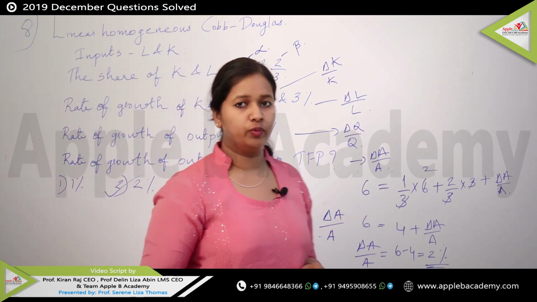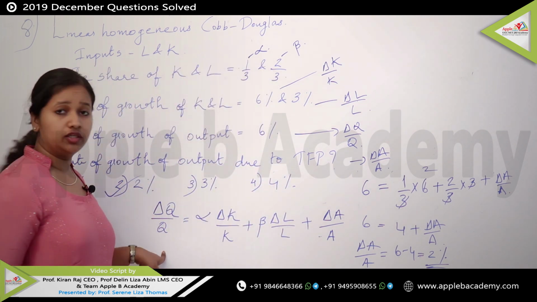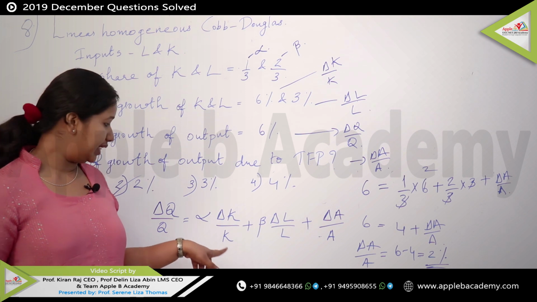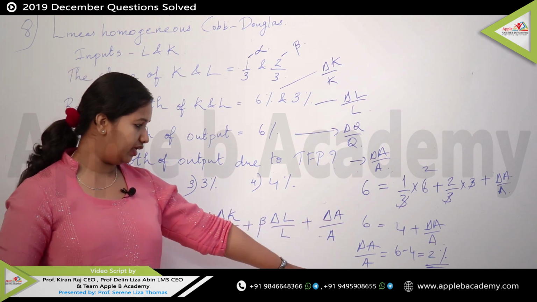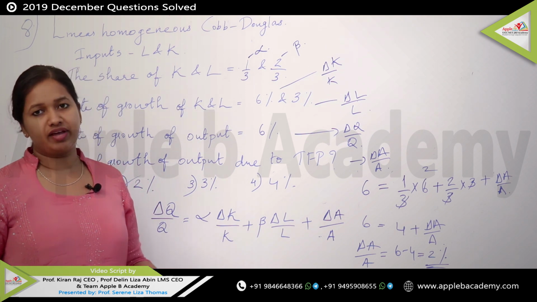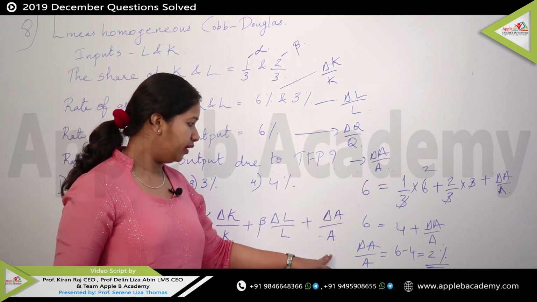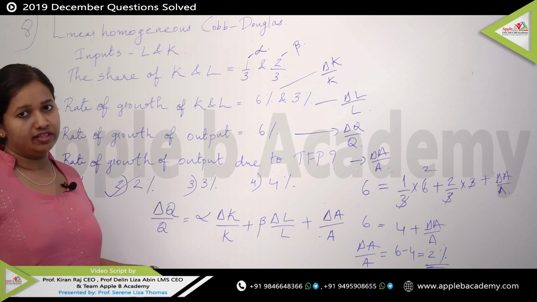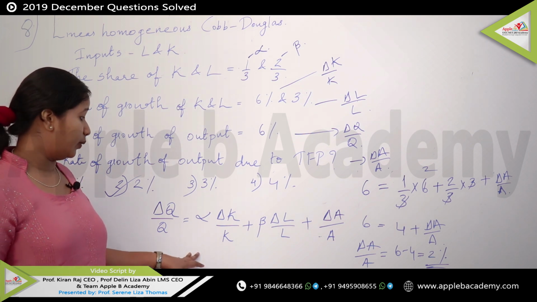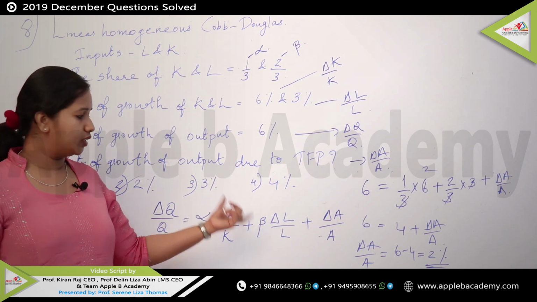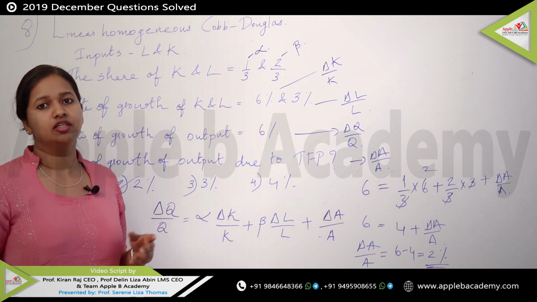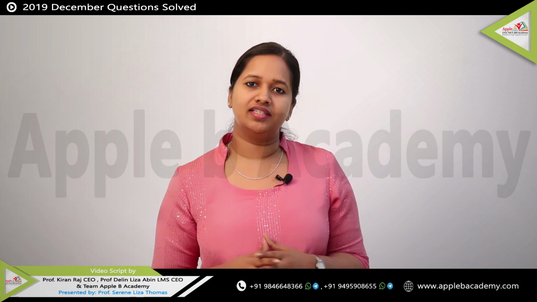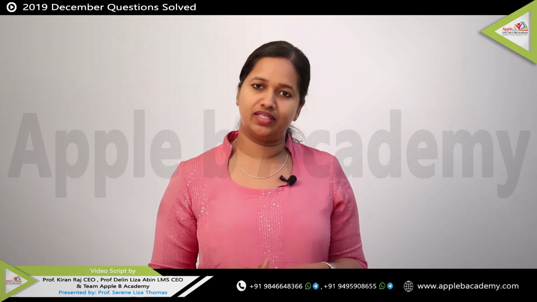We have the equation delta Q by Q equals alpha into delta K by K plus beta into delta L by L plus delta A by A. We need to find the total factor productivity, which is delta A by A. All the values are given in the question, so we just need to substitute these values in this equation to find delta A by A, which is 2%. Now, we have seen in detail almost every question from this area.